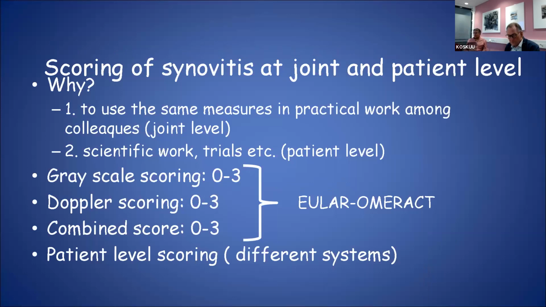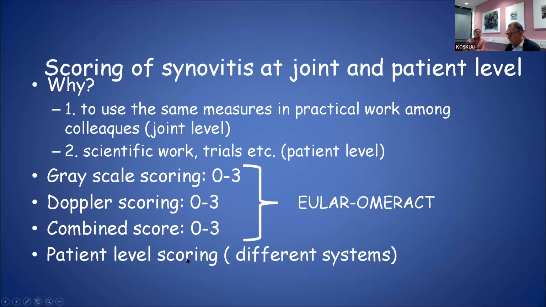And then some words about scoring synovitis. Why should we score a joint or patient? Because in practical work there are other colleagues who have to be somehow aware. We have to tell and document what is the amount of Doppler in each patient. Of course, scientific work needs Doppler. Usually, grayscale scoring is 0 to 3. 0 is normal, 3 is a lot of Doppler. We have now a combined EULAR-OMERACT score. I will tell you later.